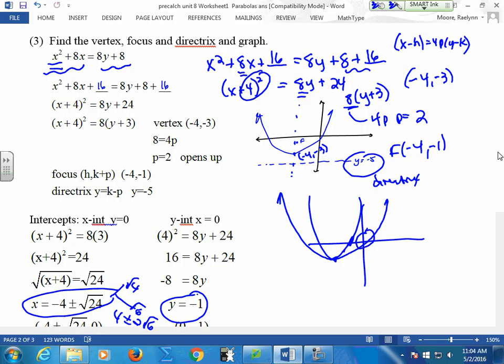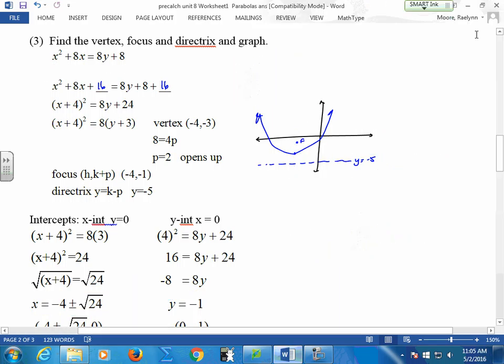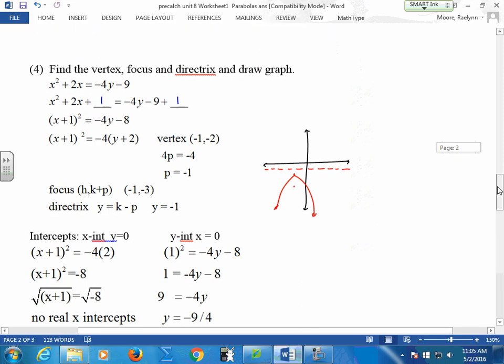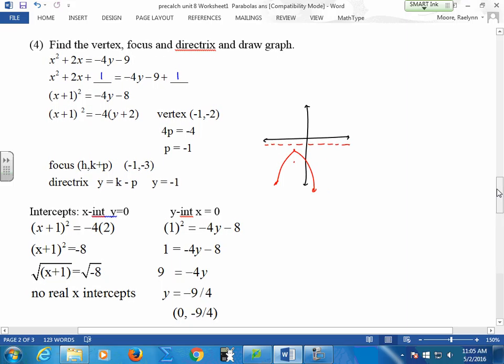Everybody do this? Good? Okay. Okay. How many of you didn't do this one? Did everybody do this one? I was going to stop and have, okay. So now we know what to do. Stop and do this one.